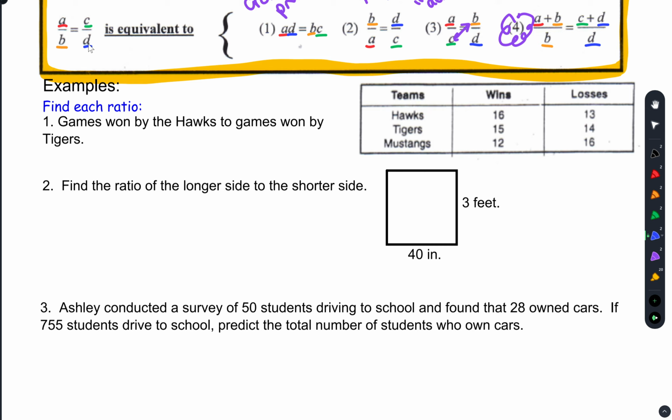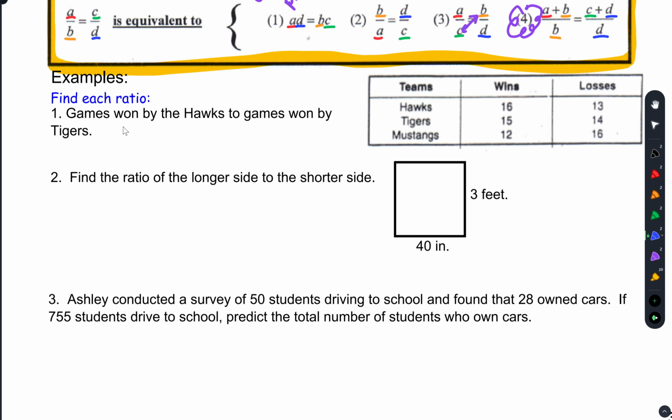We're finding each ratio. In numbers 1 and 2, we're just literally going to write the ratios. So in number 1, games won by the Hawks to games won by the Tigers. One thing we need to pay attention to is the order that they are saying these things. So it's saying games won by the Hawks to games won by the Tigers. That means I want to list the games won by the Hawks first, then the games won by the Tigers second. We could also write this as a fraction, 16 over 15. Both of these would be acceptable for me.